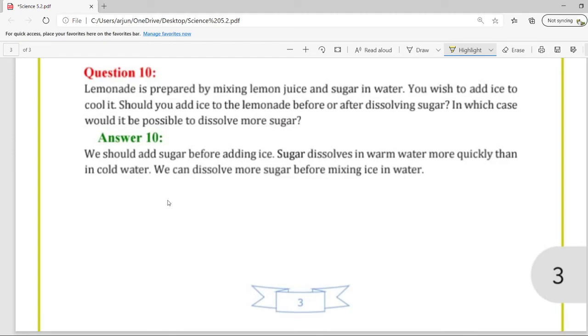So the answer is we should add sugar before adding ice. Sugar dissolves in warm water more quickly than in cold water. We can dissolve more sugar before mixing ice in water.